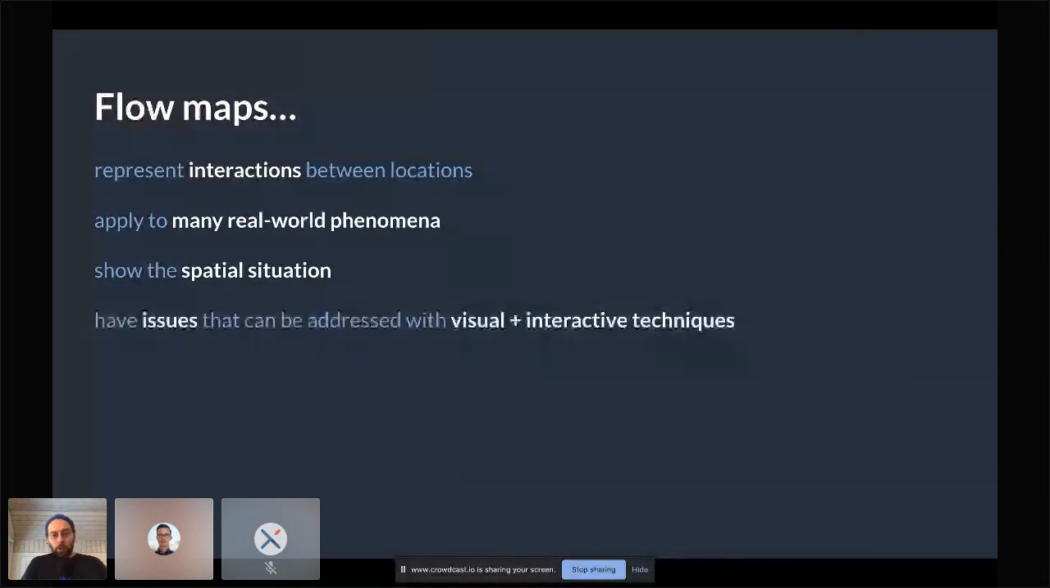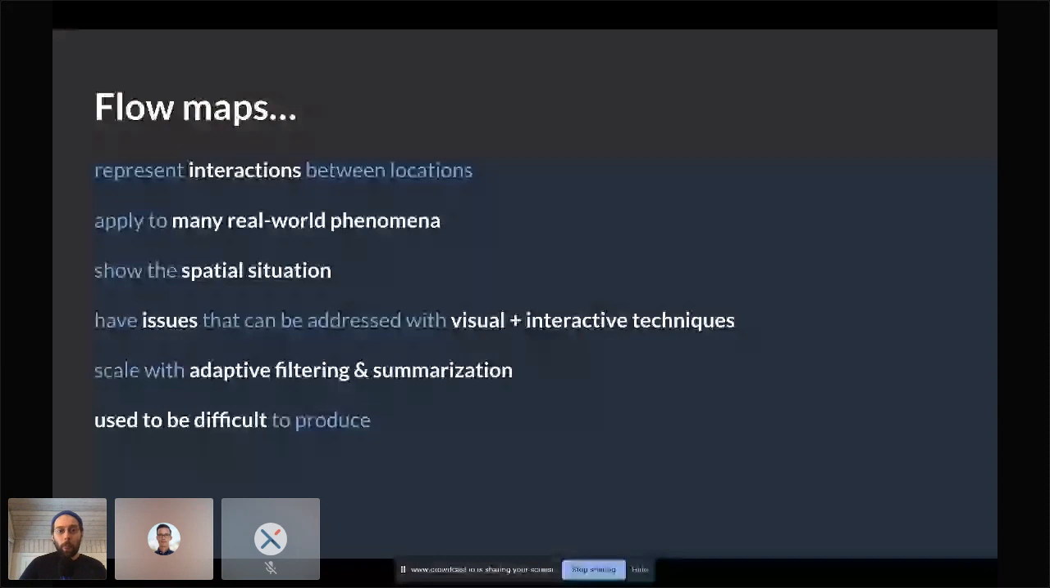There are issues with them, but they can be addressed with certain visual and interactive techniques. And they can be scaled, meaning even larger data sets can be represented with adaptive filtering and summarization, for example, clustering. Flow maps used to be difficult to produce, but I'm doing my best to try to change that. So that's why I developed this tool.